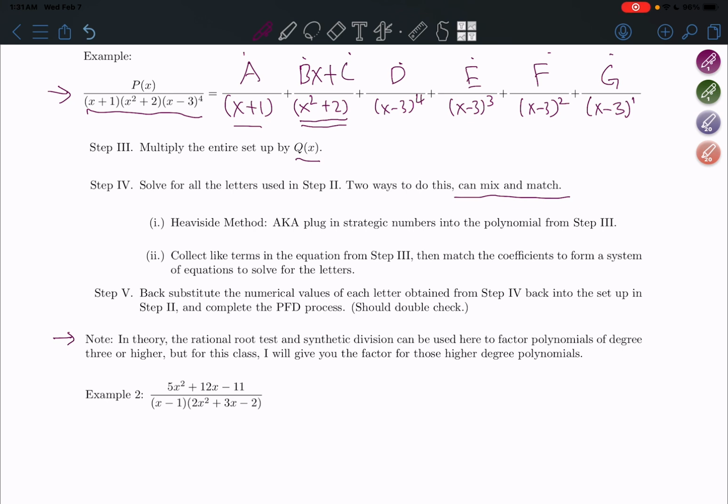But because you're here, you should in theory know it. However, it's a technique that is a little bit more tedious than it needs to be. So for this particular class, I'm just going to go ahead and give you the factors. For anything degree 3 or higher, I will give you the factors. Degree 2, though, you're on your own.